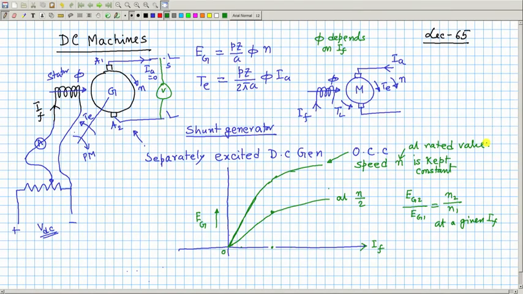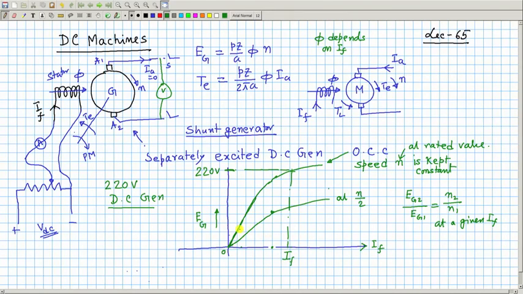Now, on the nameplate of the DC machine, some voltage will be specified. So, you increase the field current such that the rated voltage is reached. Suppose it is a 220 volt DC generator, and suppose this is the 220 volt. And the field current necessary at rated speed to generate 220 volt is this value.